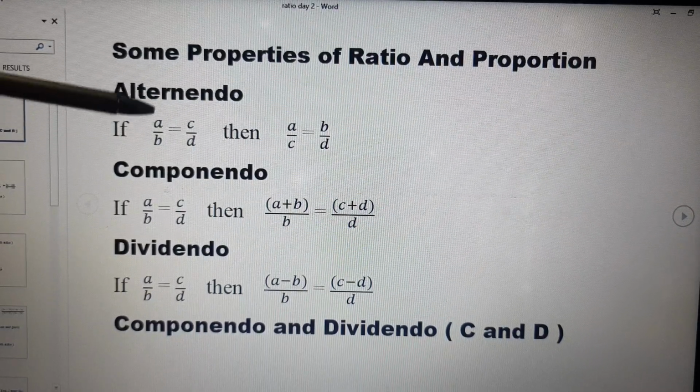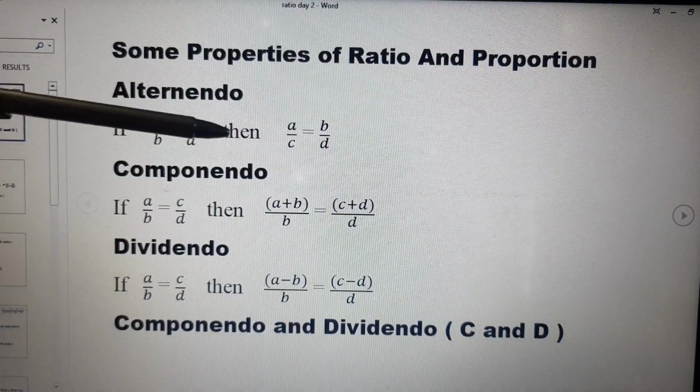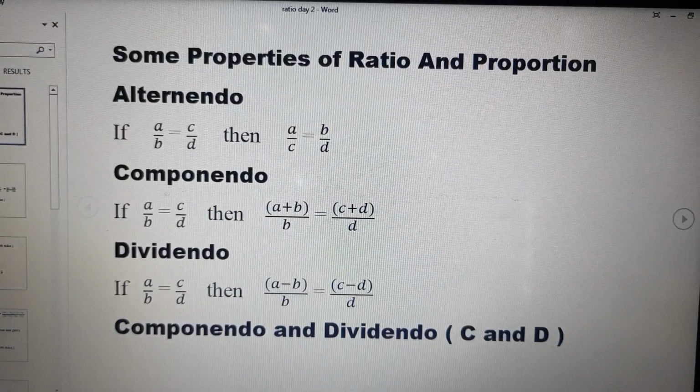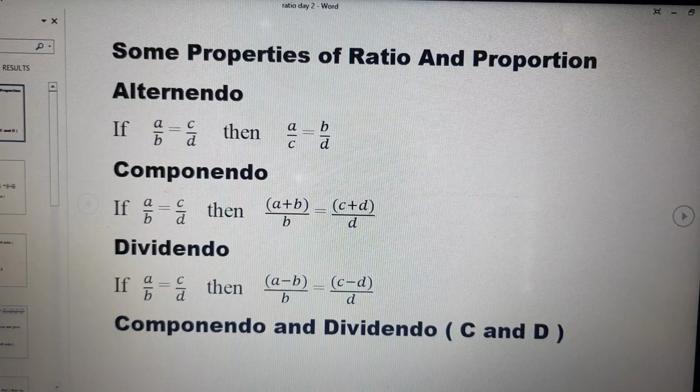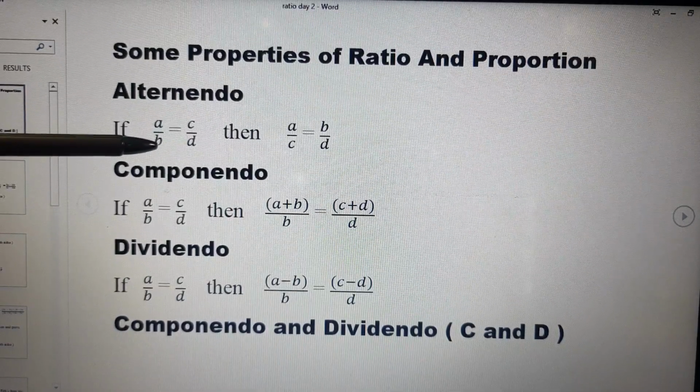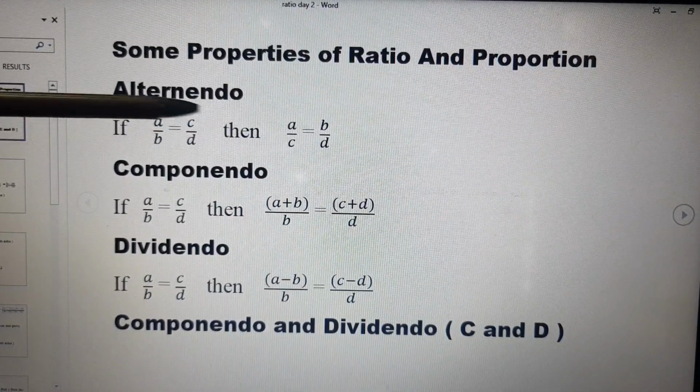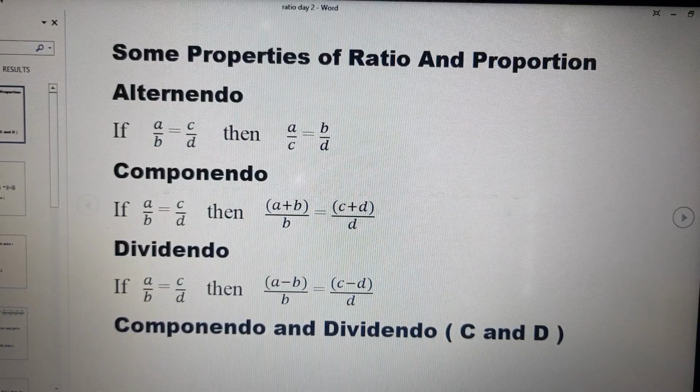Alternando: if A upon B is equal to C upon D, then A upon C will be equal to B upon D. It means we can interchange C and B. C can be brought here, it will come in the denominator. B can be brought to this side, it will go in the numerator.